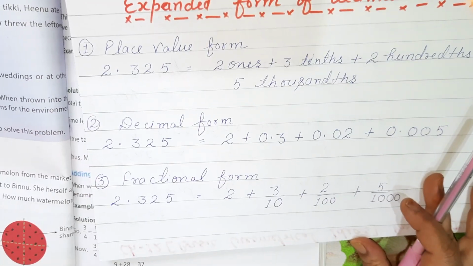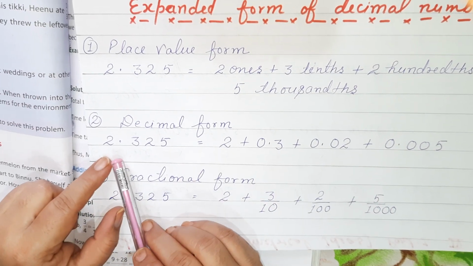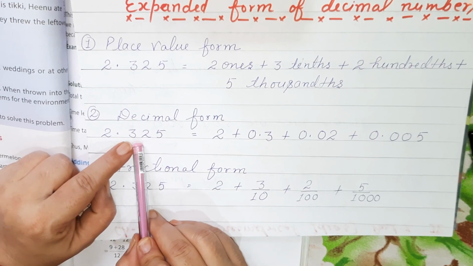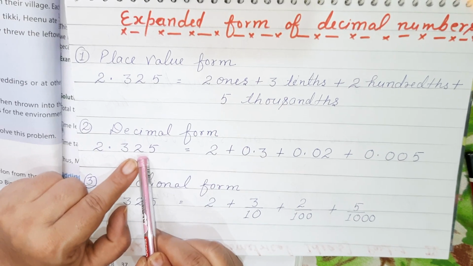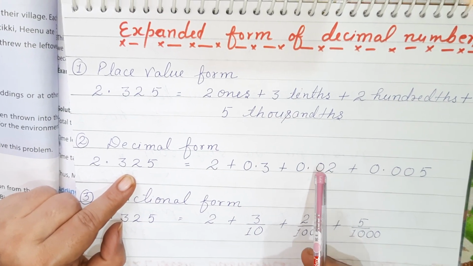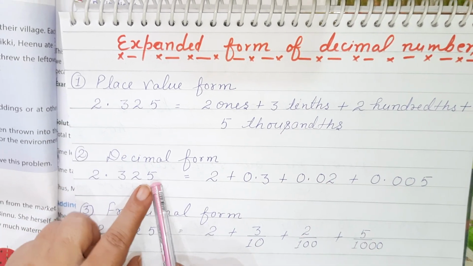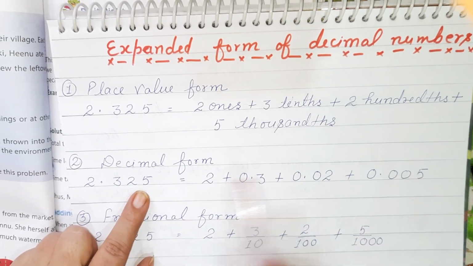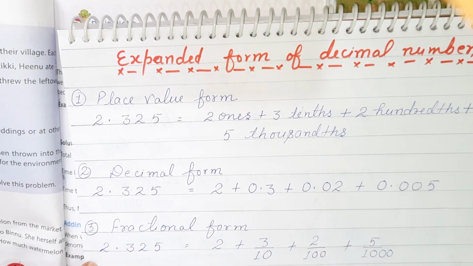When we expand our number in decimal form, see how we expand. The 2 will be the same. Now 3 is 0.3. Now 2 is in the hundredths place, so we will put first a 0 and then 2 in the hundredths place. Now 5 is in the thousandths place, so we will put 2 zeros and 5 in the thousandths place. It is decimal form.